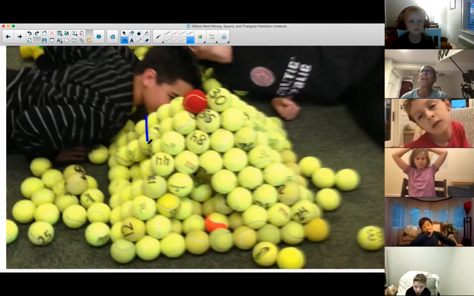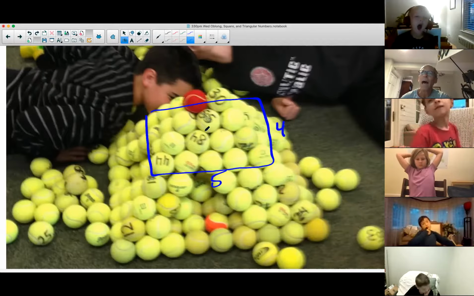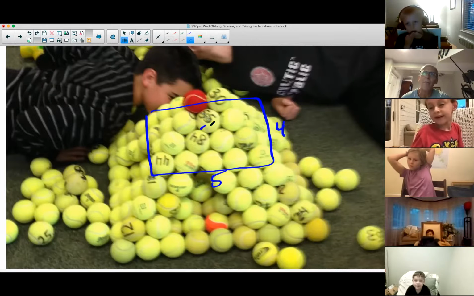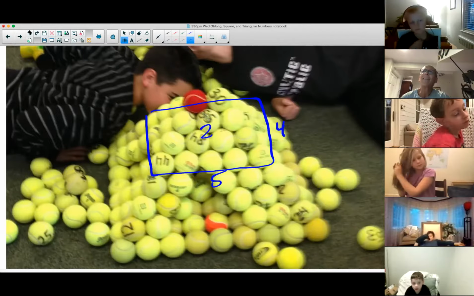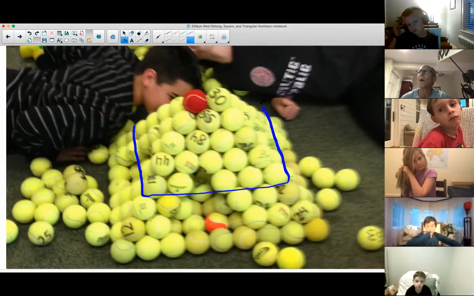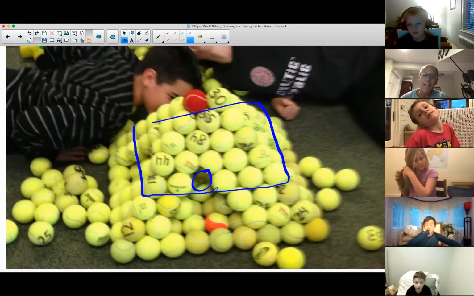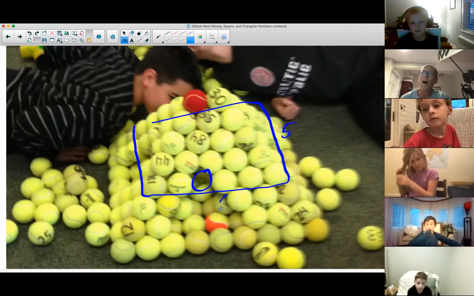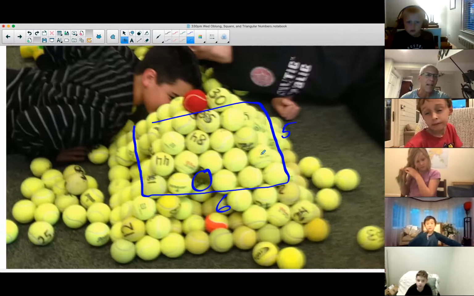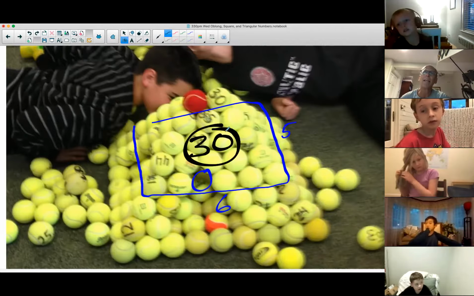The next one is a 4x5. What's that going to be? Come on, say it out loud. 20. That's 20. And the next one is a 5x6, although I do have to apologize, one of the tennis balls fell out, but that was a 5x6 oblong. And who could tell me what 5x6 is? Say it out loud. 30. And that is 30.